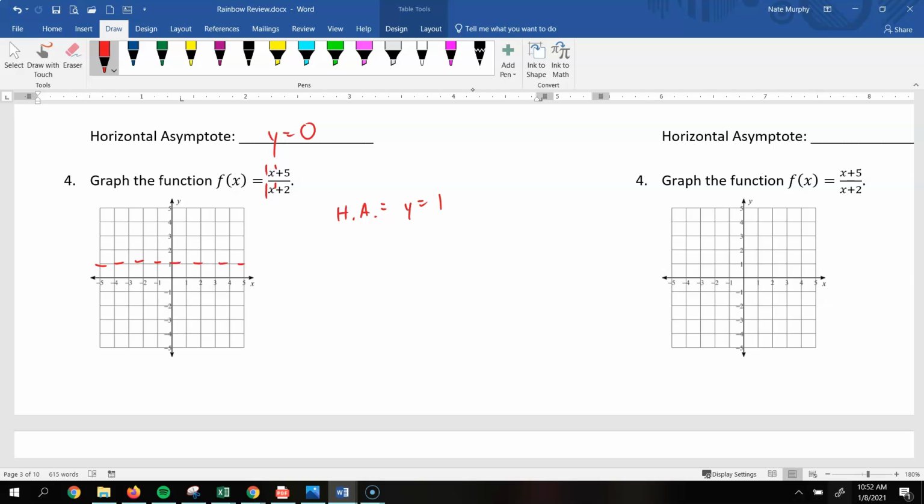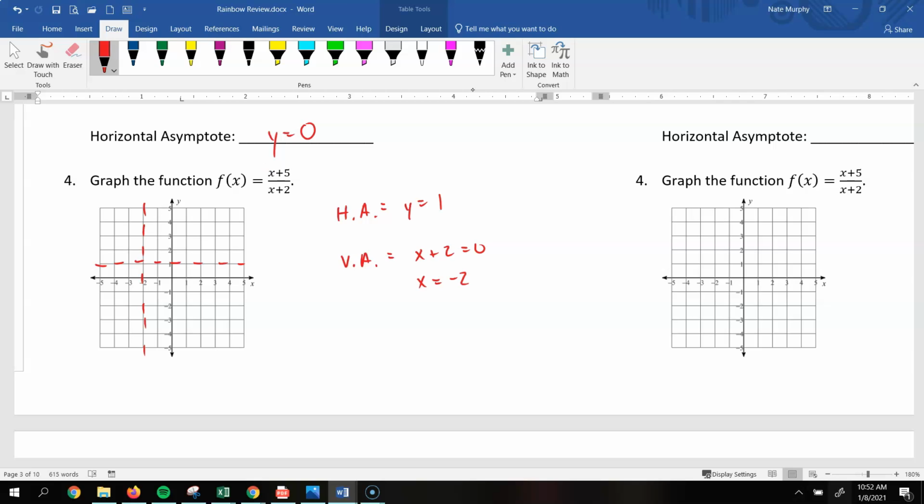Now let's figure out where our vertical asymptote is going to be. For the vertical asymptote, we set our denominator equal to 0. If I set x plus 2 equal to 0, I would get x equals negative 2. So I'm going to have a vertical asymptote at x equals negative 2.